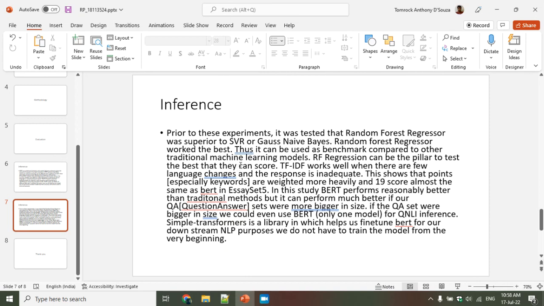Yeah, so that's it. And for the conclusion, I would say that TF-IDF plus random forest performs well on point-based answers, but BERT can still specialize in answers where different words are used but the context is the same, because it has a huge amount of embeddings inside it due to the huge corpora that it has been trained on.